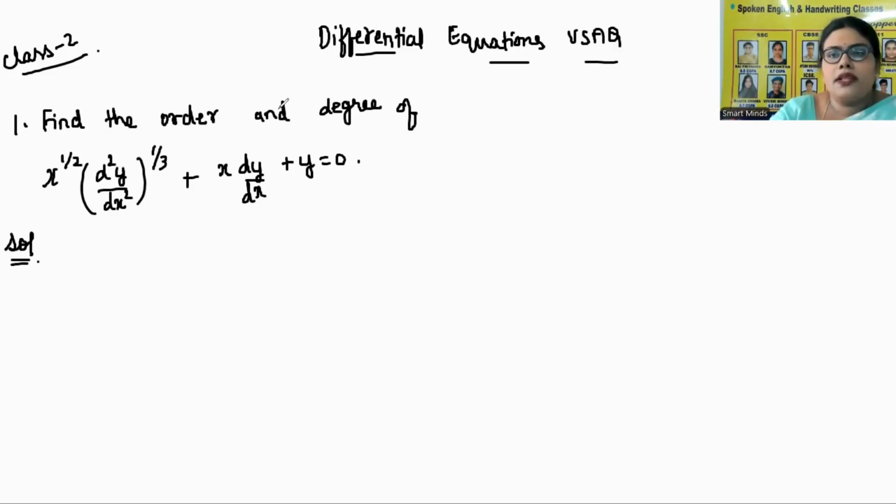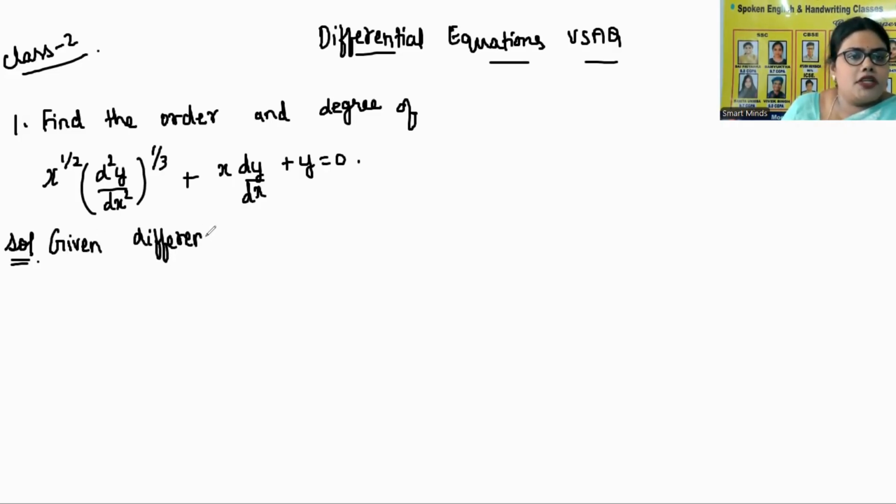So in this class, we will get started with differential equations VSEQs. So let us take this question. This question is very important. Find the order and degree of this differential equation. So first, let us write down the given differential equation.